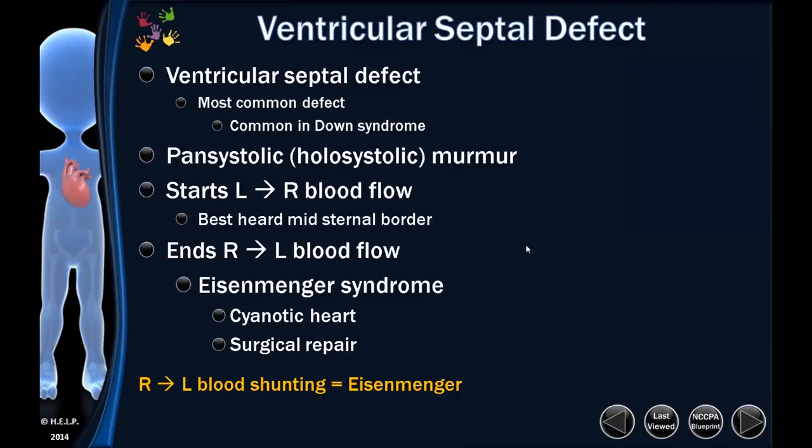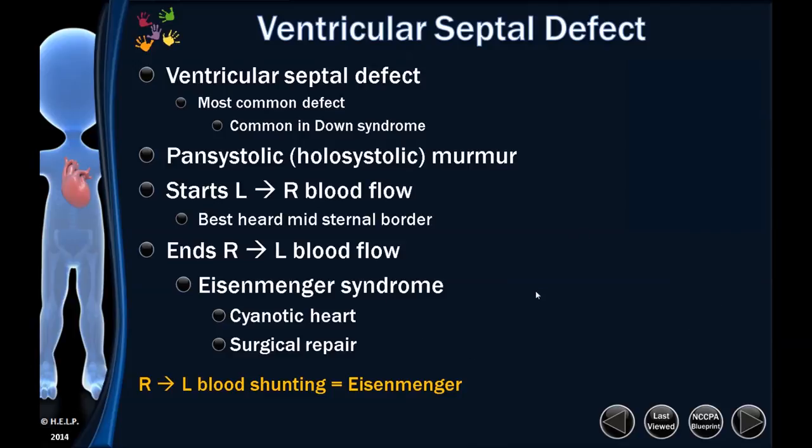Eventually, the pressure will get so high in the lungs, and the right ventricle will get so strong from the shunting, that the blood will actually shunt from the right to the left side. And that's called Eisenmenger's, when you have the shunting due to pulmonary hypertension going from right to left. So left to right is normal, but once it shunts from right to left, it's called Eisenmenger syndrome.